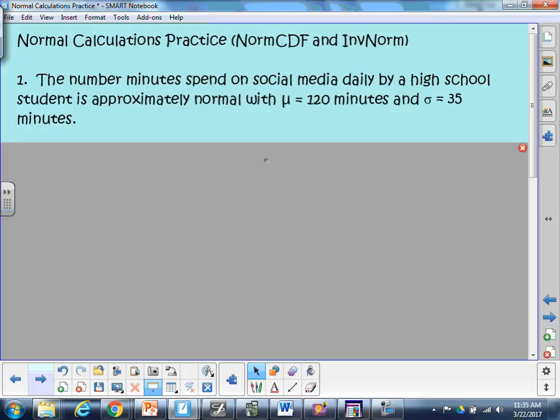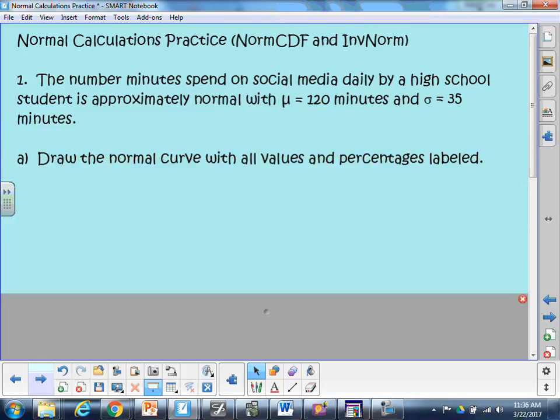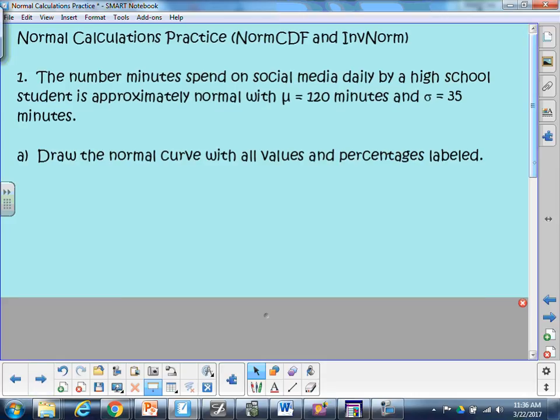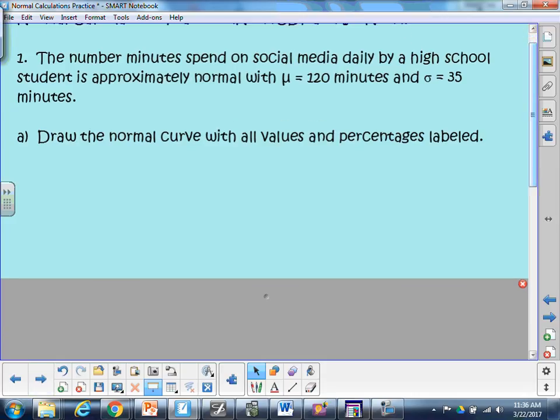For this example, I'm going to be using the number of minutes spent, I should say spent with a T, on social media daily by a high school student, which is approximately normal, with a mean of 120 and a standard deviation of 35. I just made these up. I have no clue if they're accurate or not, but let's go with it. Let's get started. We want to draw the curve just to get an idea of what's going on here.